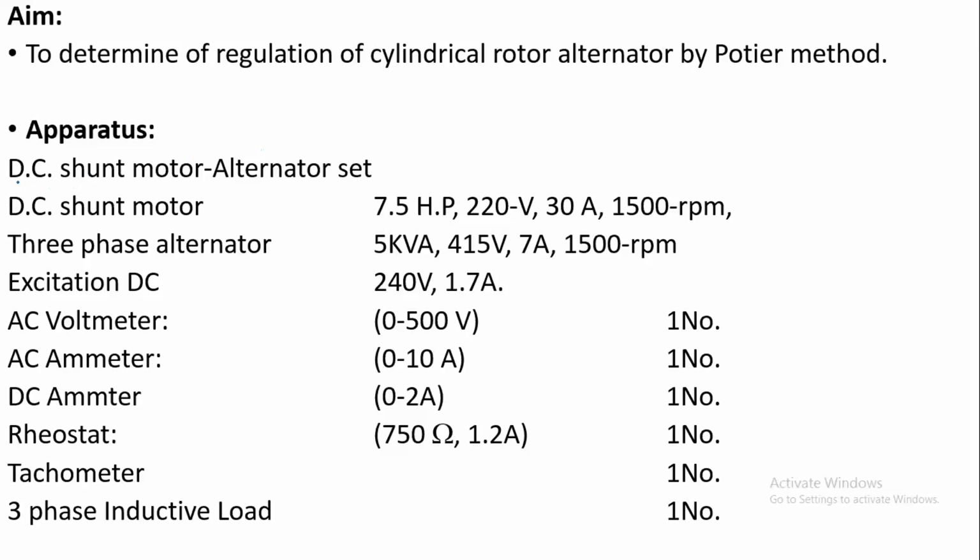So this is the prime mover. DC shunt motor is the prime mover, and this is the alternator. How to determine voltage regulation of this alternator? Prime mover DC shunt motor specifications are: 7.5 HP, 220 volt, 30 ampere, and 1500 RPM.